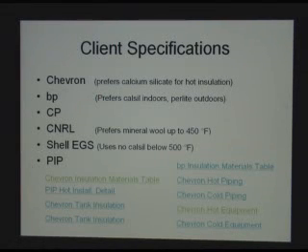Here are some of our client specifications. As you can see, Chevron prefers calcium silicate for hot insulation. On the other hand, Shell does not want to use calcium below 500 degrees F. CNL prefers mineral wool up to 450 degrees. Above this temperature, they prefer a calcium silicate. BP specifies calcil indoors and perlite outdoors.